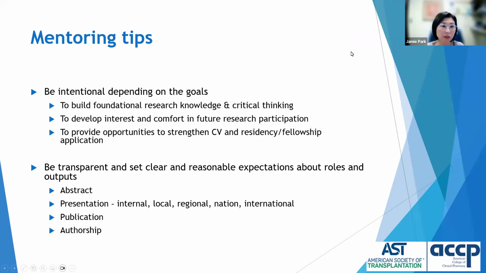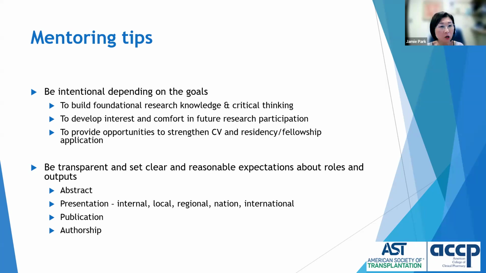What are some tips? We want this research experience to be meaningful for your learners and yourself as well. So be intentional depending on the course objectives and the final requirement for the learning experience. We want them to develop foundational research knowledge and critical thinking skills. And with that experience, hopefully we can foster their interest and comfort level in future research activities.